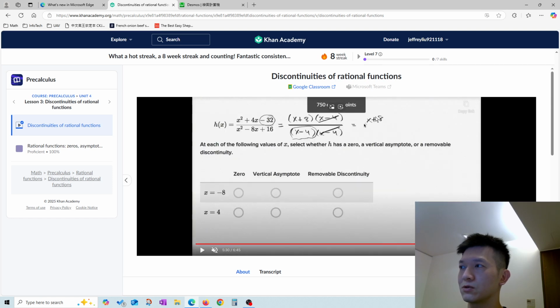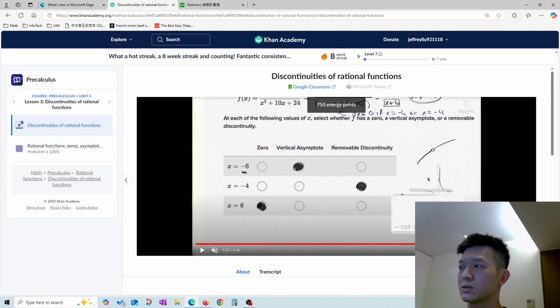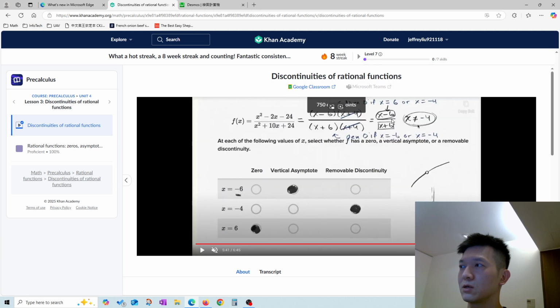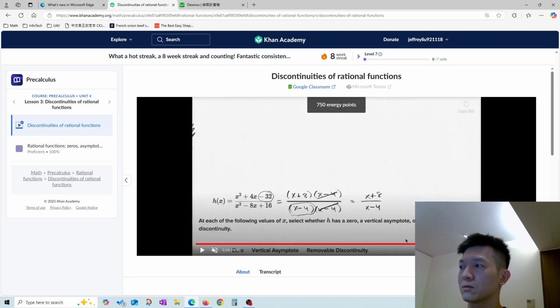Okay, so here you end up with x plus 8 over x minus 4, but your removable discontinuity will be x equals 4, because if you plug in x equals 4, this will make the original rational function undefined, right? So it's a removed or removable discontinuity, okay?